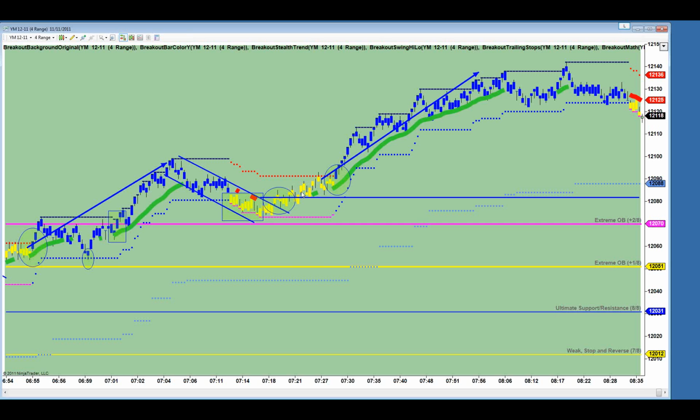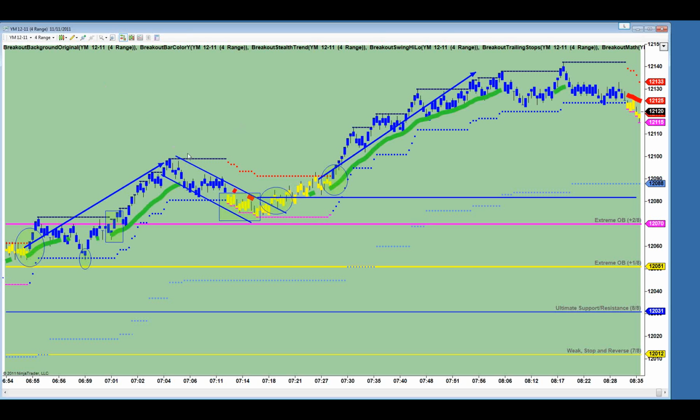Everybody see these entries? See how straightforward that was on YM? This is a nice little instrument. If you don't trade it, you might want to put a chart up and start to watch it. With all the nice volatility we're having, really nice moves here.